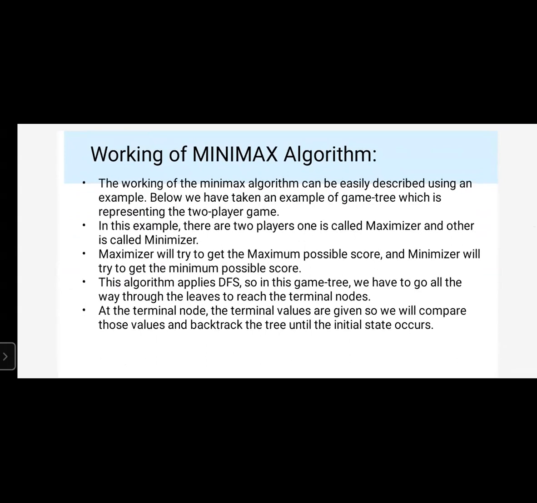Okay. Now let us see the working of the Minimax algorithm. This can be easily described using an example. Now let us see the example of a game tree. Here I have taken an example of a two-player game. One is the maximizer, and another one is the minimizer. The maximizer always tries to get the maximum possible score, and the minimizer will try to get the minimum possible score.